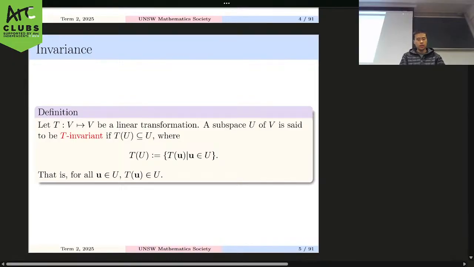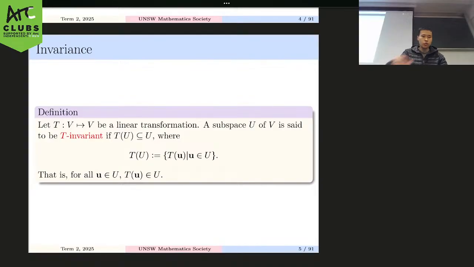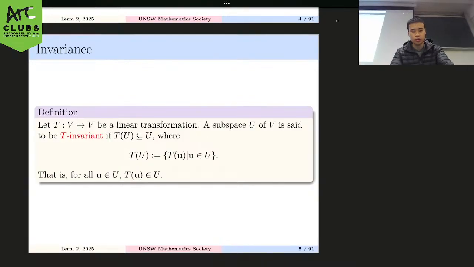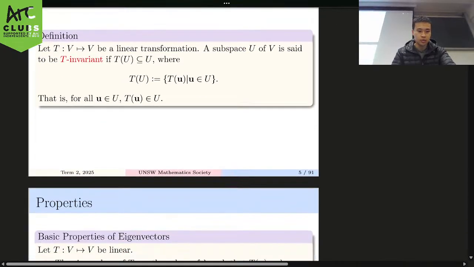So I believe Brennan covered this yesterday as well, but invariance is when, for a linear transformation, you map your vector under your transformation, then it still remains in a subspace of whatever space you're working with. So for some random subspace U, if you apply the linear transformation to it, it's still a subspace of U as well. So that's T invariance.